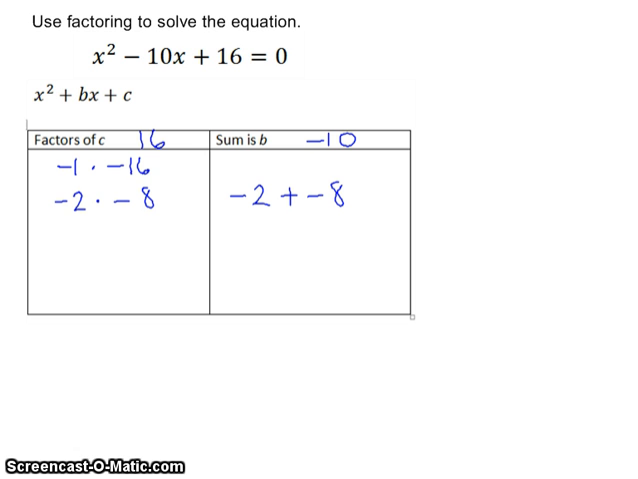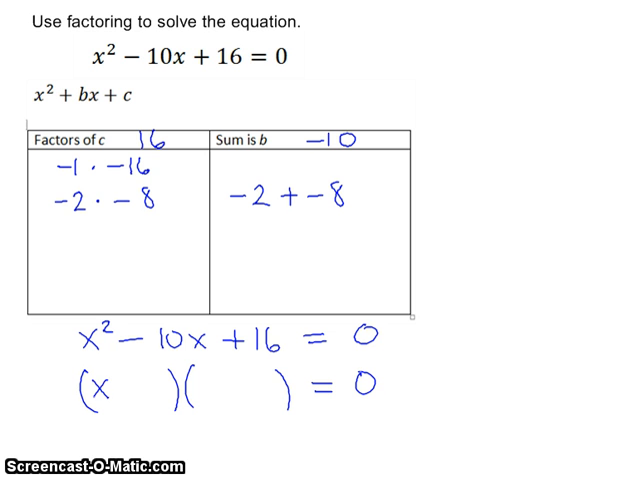Okay, so let's go ahead and factor. We have x squared minus 10x plus 16 equals 0. So we want to set up our two binomials. And we have x minus 2 times x minus 8. Notice that negative 2 times negative 8 gives me a positive 16. If we're looking at our outer terms, we have negative 8x and negative 2x give us negative 10x.